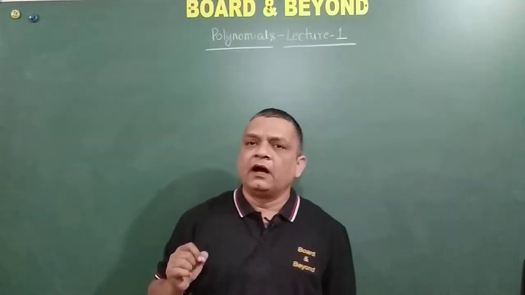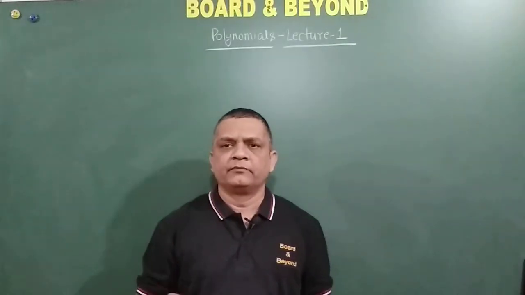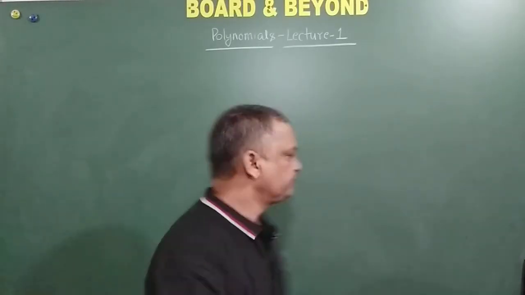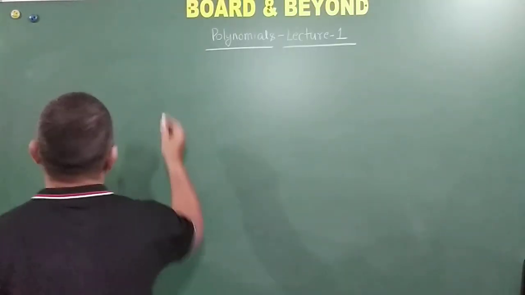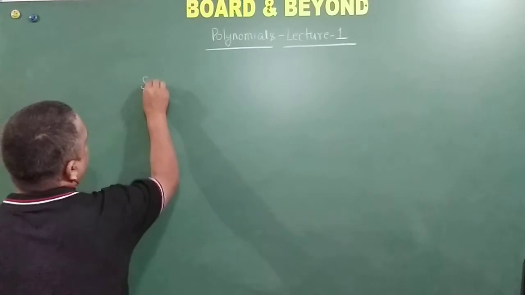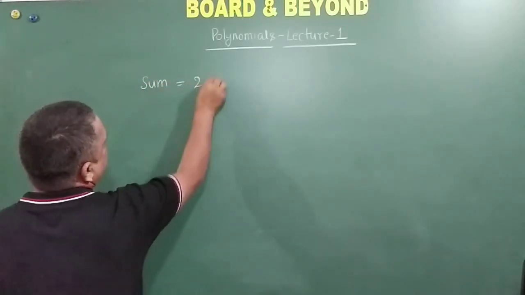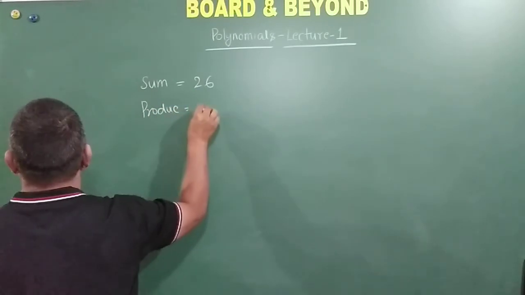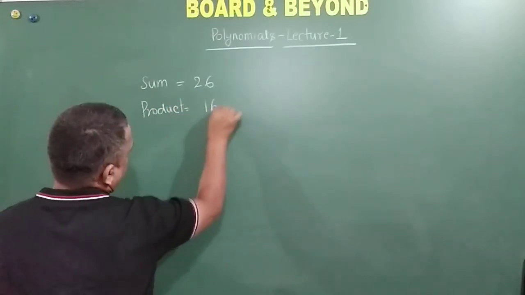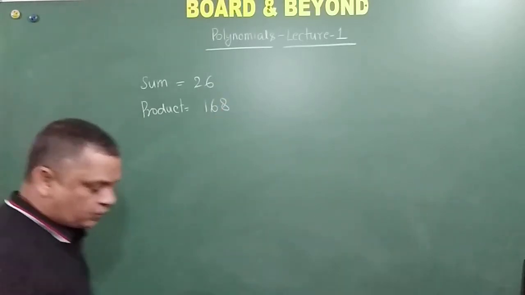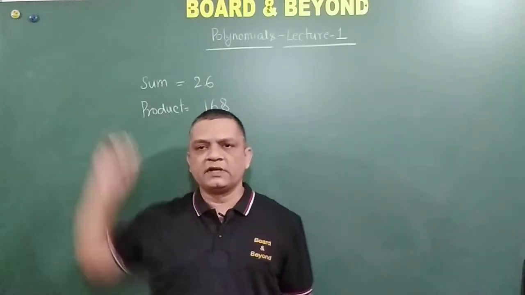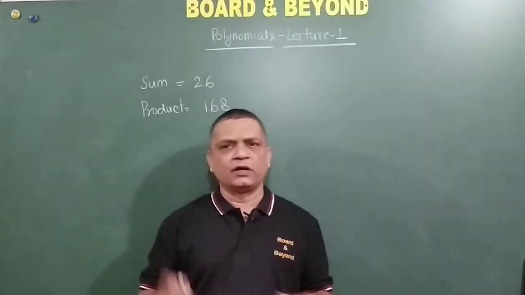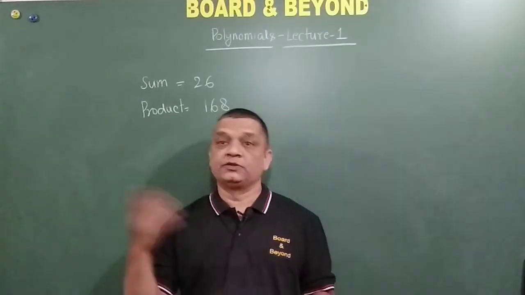Let's say you are given a problem. There are two numbers. Sum of them is equal to 26 and product is equal to 168. Right, friends? So there are two numbers. The sum of those numbers is 26 and the product is 168. You are expected to find those two numbers. You can do it by hit and trial methods also, but it consumes time.